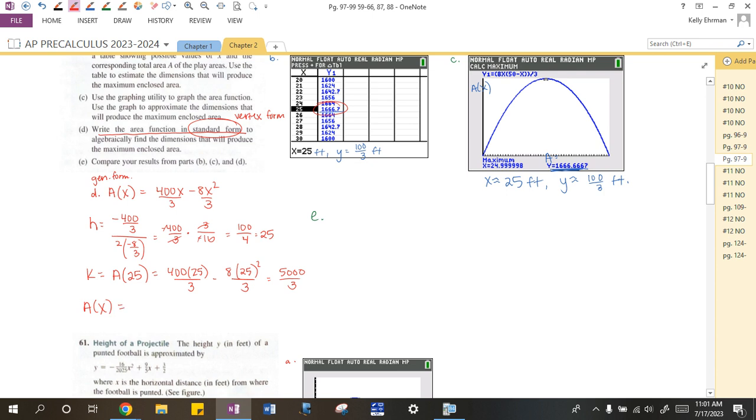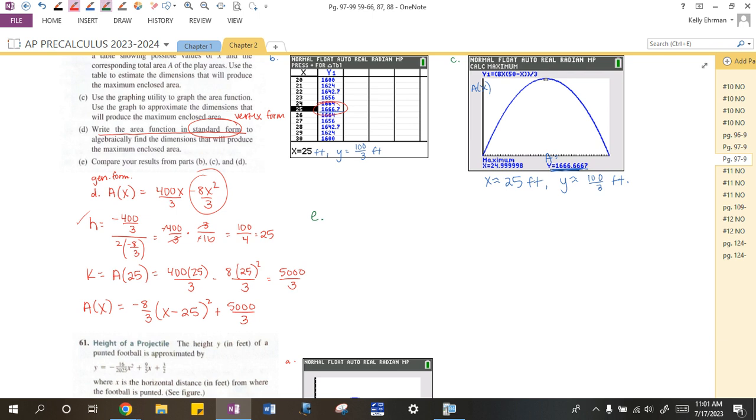Finally, get this into standard form. So remember, you need to keep the a value out in front. And then it's x minus h squared plus k. Find the dimensions for the maximum. Well, I didn't really need to rewrite this form. I found the dimensions back here. H represents x, so x is 25 again. Y would be 100 over 3.